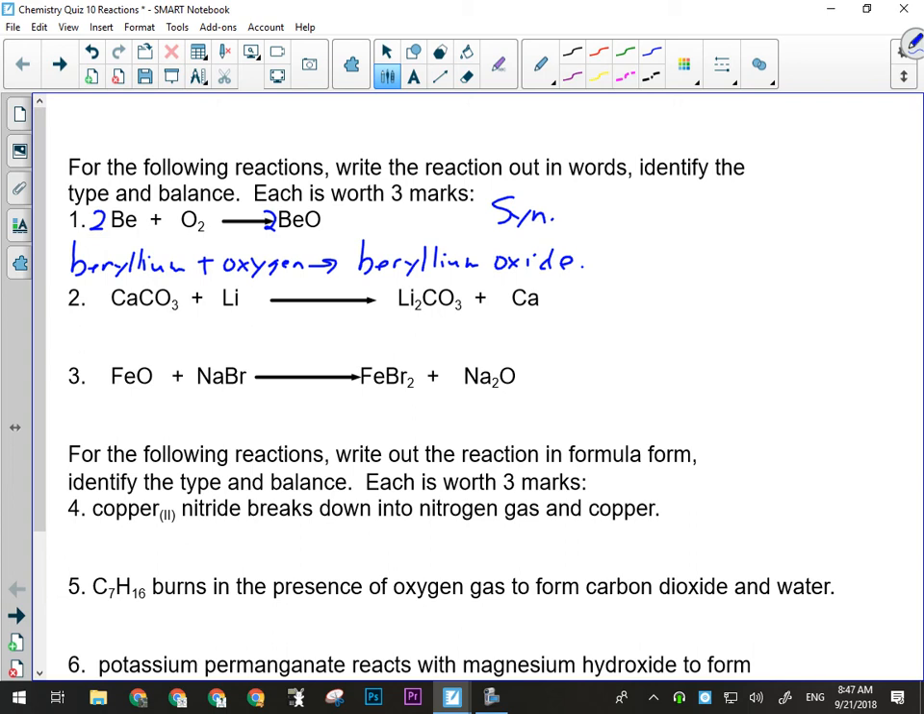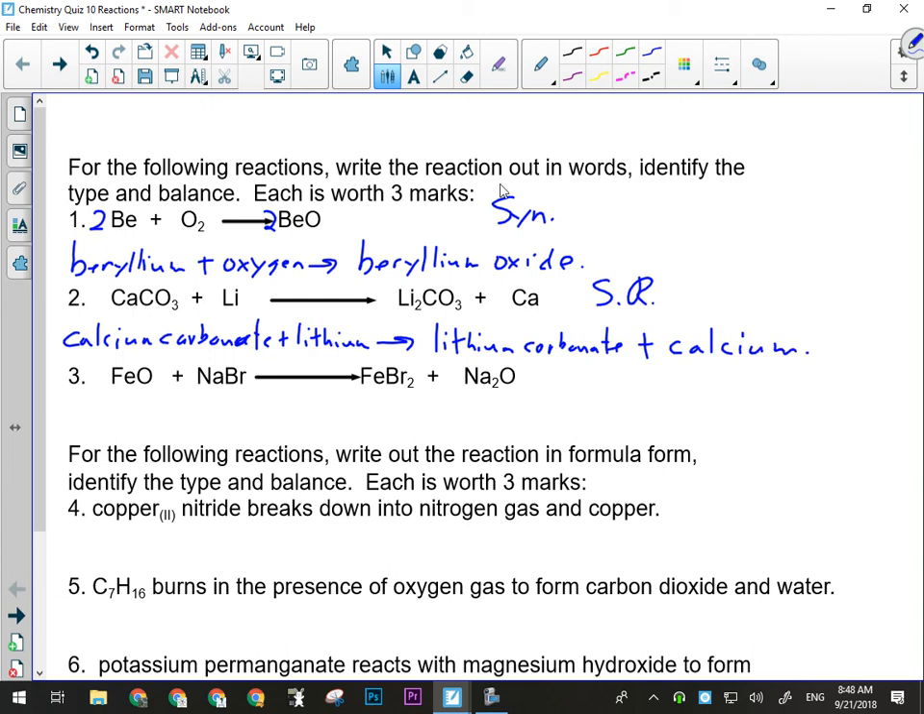All right, for number 2, I have an ionic compound reacting with an element. What kind of reaction starts like that? Single replacement. And that's going to be the important first step for being able to predict the products of a reaction. Writing this out in words, we have calcium carbonate plus lithium gives us lithium carbonate plus calcium.